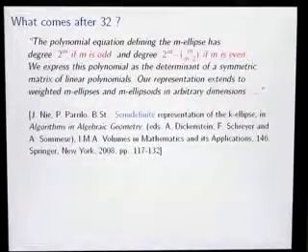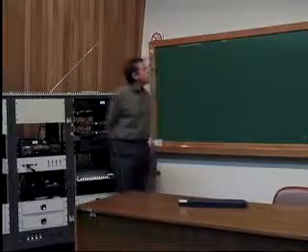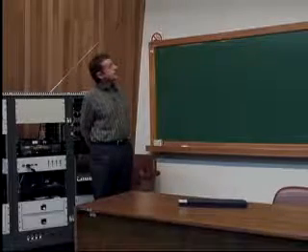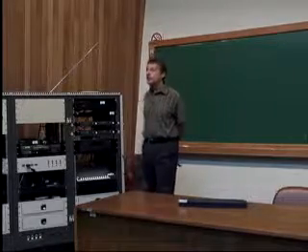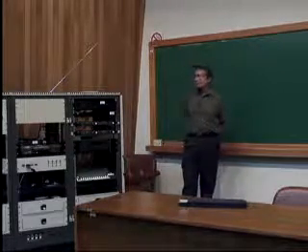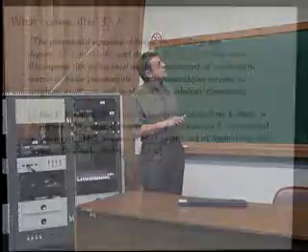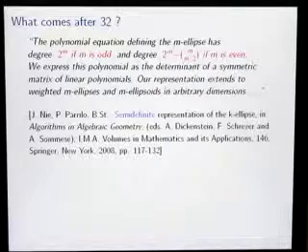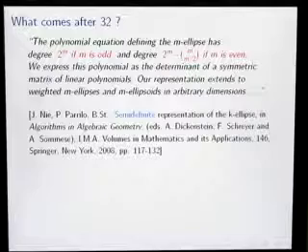Okay, so what comes after 32? Well, here's the answer. It's a little paper we wrote. The polynomial equation defining the m-ellipse has degree 2 to the m if m is odd. So that happens for the classical circle, for example. But if m is even, then there's a correction term. If m, the number of foci, is even, then we have 2 to the m minus the central binomial coefficient, m choose m over 2. So this is the general sequence: 2, 2, 8, 10, 32, and so on.